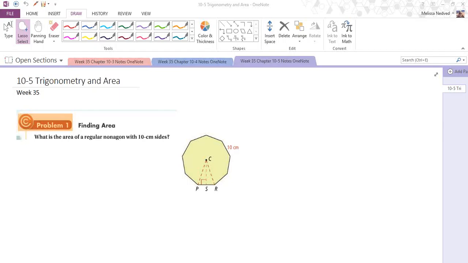So section 5 in chapter 10 is called trigonometry and area. And we're actually going to look at it in two parts. The first part is a continuation of section 3 where we talked about areas of regular polygons. But instead of just looking at areas of regular polygons when we have a 30, 60, 90 triangle, we're going to look at it when we don't have a triangle where we can use our triangle shortcuts. We're going to have to use trig or SOHCAHTOA to solve. That's going to be the first part.